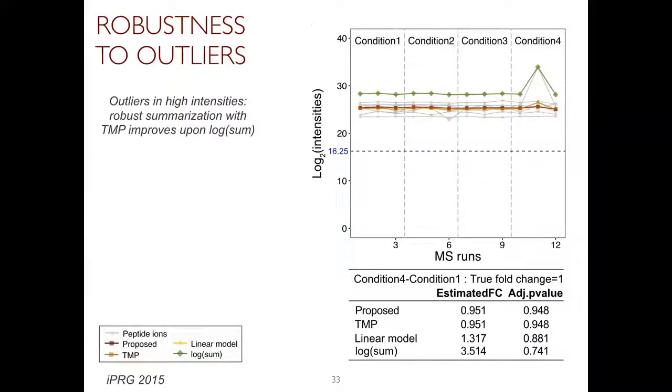But here's the situation when we have interference in a high intensity peak, and then it becomes a bigger problem, right? Because now the log of sum is very much affected by this interference. You see this here, again a background protein, true fold change 1, and it reports 3.5. So this is a lot more, even though the p-values could kind of handle that.